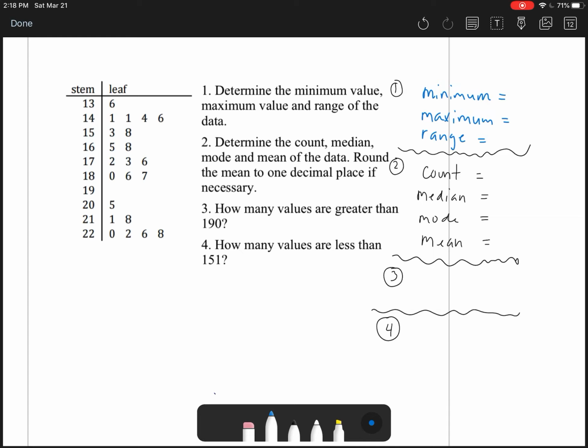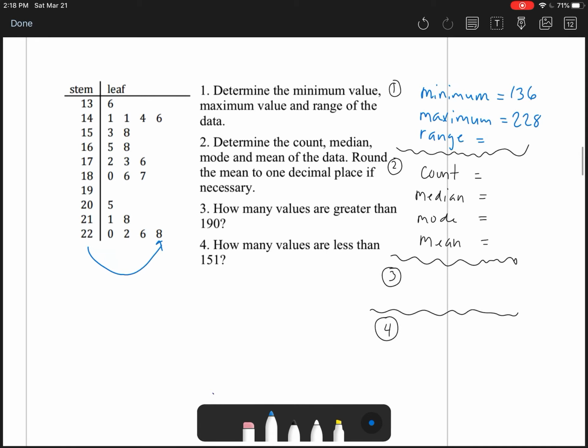So here we have the same stem and leaf plot that we had on the last page. Question 1, determine the minimum value, maximum value, and range. The minimum value, now you notice that the stems are always written from least to greatest. Okay, we have 13 all the way down to 22. And then the leaves going from left to right are also written from least to greatest. The minimum value on this stem and leaf plot is going to be 136. The maximum is going to be 228.